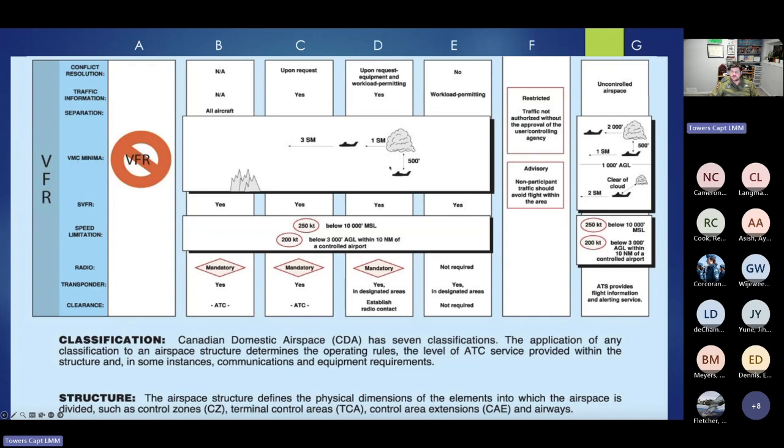That's what VMC stands for. Basically, the minimum requirements you need in order to fly VFR in there. Special VFR, whether or not it's allowed, any speed limitations that are present, whether or not you have to have a radio, whether or not you have to have a transponder, and whether or not you have to have a clearance and who would provide that. Any questions about this chart before we move on?